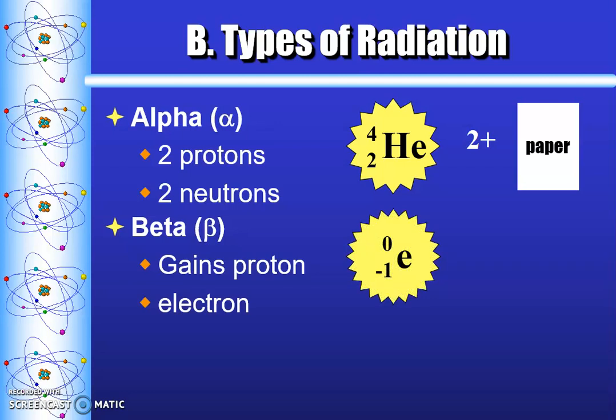The beta particle is essentially a charged electron. And it has a charge of -1 because electrons are negative. This can be stopped by aluminum foil.